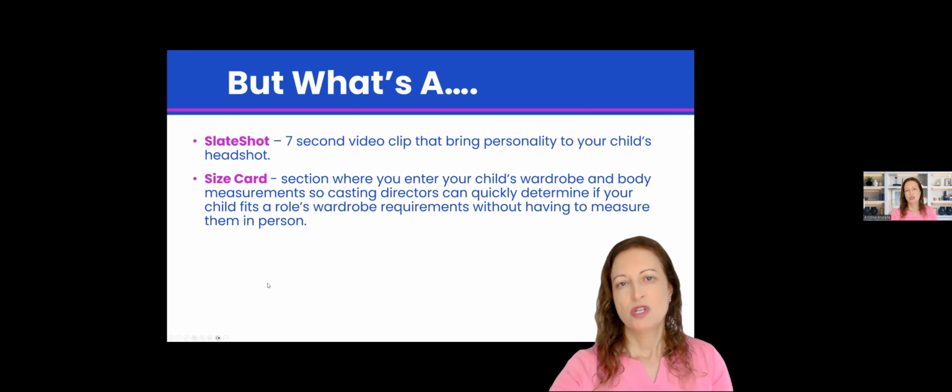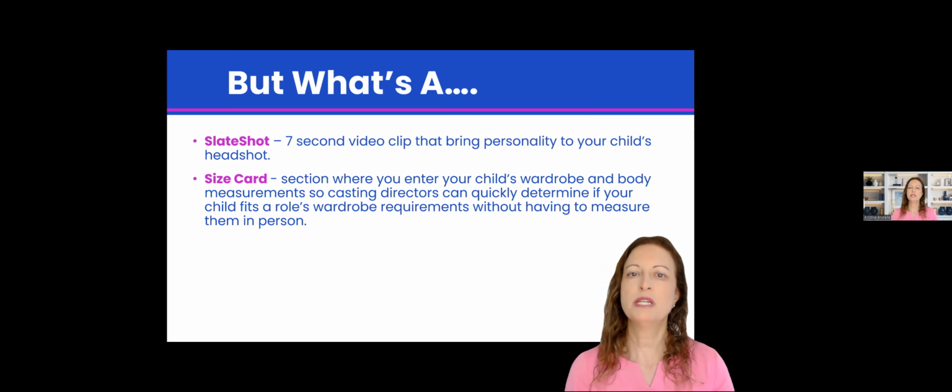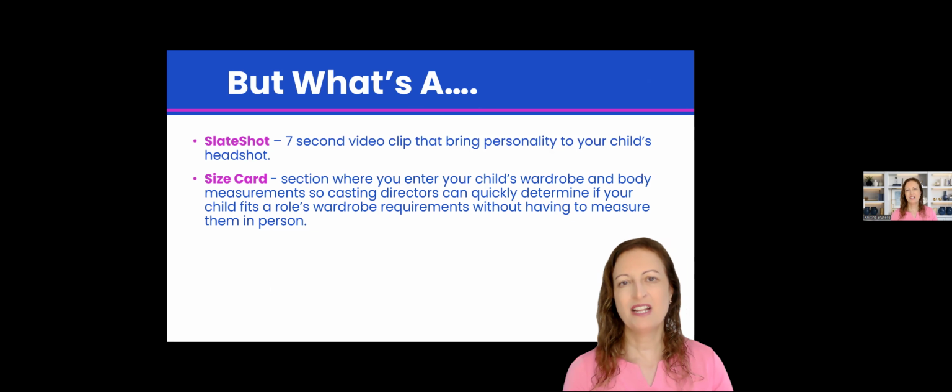Then, size card. So it's really important that casting understand how large or small your child is for a number of reasons, but not the least of which is if they are being cast as the younger sibling, but they're taller than the elder sibling, that's not going to work. So you really want to make sure that your size card is up to date and has all the accurate measurements that they might need. It helps them a lot because then they don't need to chase you down and spend a lot of time emailing back and forth. And if there's one thing that there's not a lot of in this industry, it's time. And so any time that you can save people, it really makes them appreciate you more.